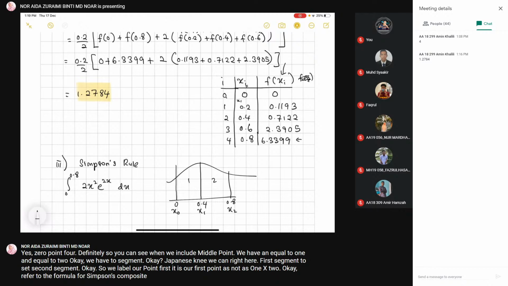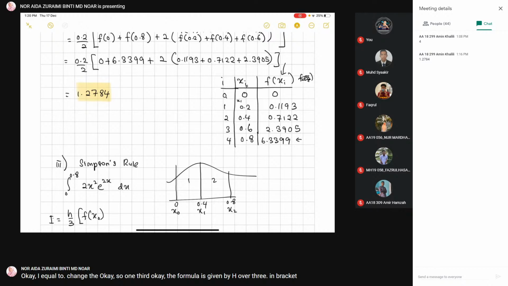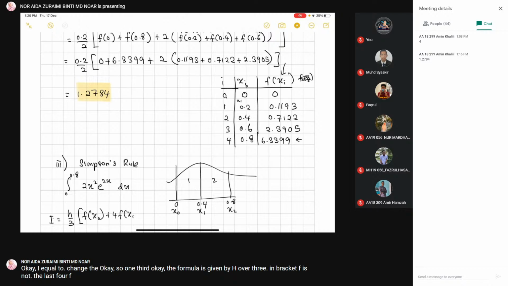The formula is given by I equal to, okay, single trapezoidal, composite trapezoidal. Okay, Simpson's one-third. The formula is given by h over 3 in bracket f(x0) plus 4f(x1) plus f(x2). Okay, ni formula dia bagi yang ni.